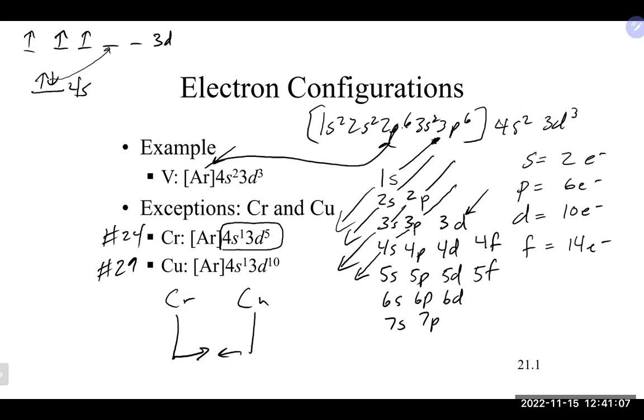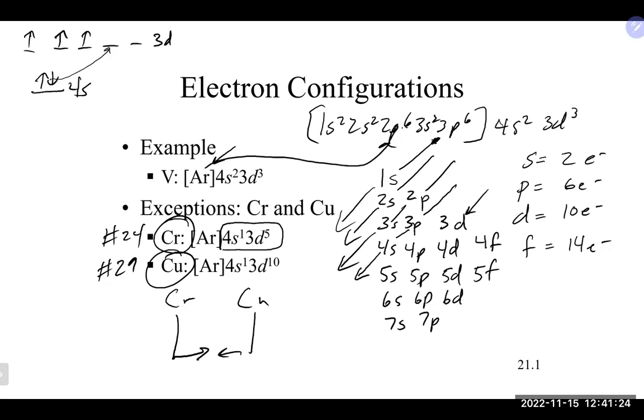So there are a lot of exceptions actually below chromium and copper on the periodic table, including silver and stuff like that in their electron configuration. Most people roll with these two as the ones you should know and do come across a lot.